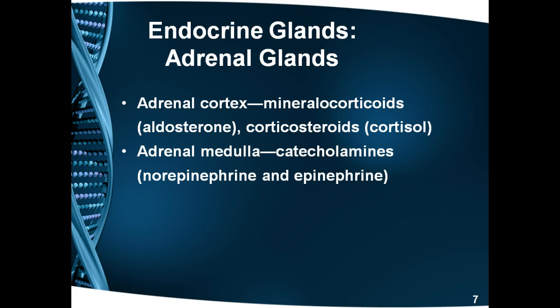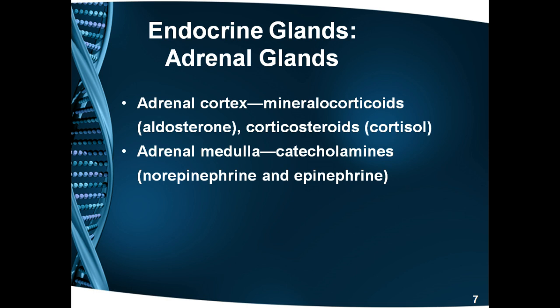Then the second part of the adrenal gland. So we already talked about it being in two sections. The second part of the adrenal gland is what they call the adrenal medulla, and I said part of that is the catecholamines. The catecholamines are the norepinephrine and the epinephrine. So the adrenal medulla, once again, which is the second part of the adrenal glands, is related to the catecholamines, norepinephrine and epinephrine.